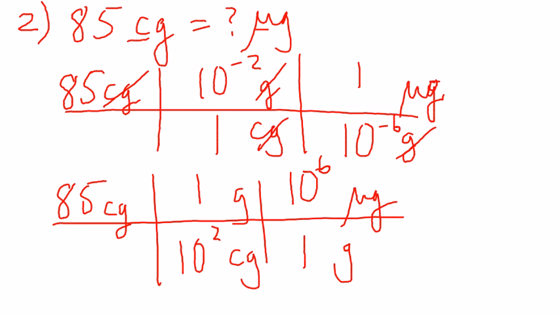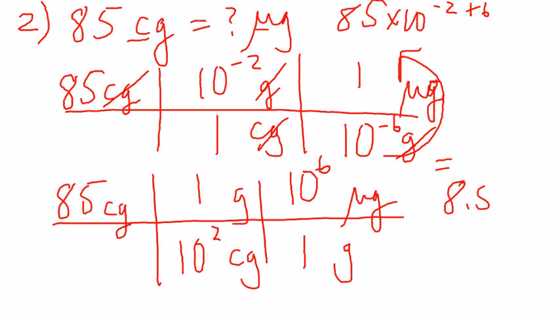If we move both of these powers of 10 up to the top so that we can add the exponents, if we flip this negative 6 up to the top, it becomes 10 to the positive 6. So 85 times 10 to the negative 2, and then plus 6. So 85 times 10 to the positive 4, or if we're going to write it in scientific notation, 8.5 times 10 to the 5th micrograms.